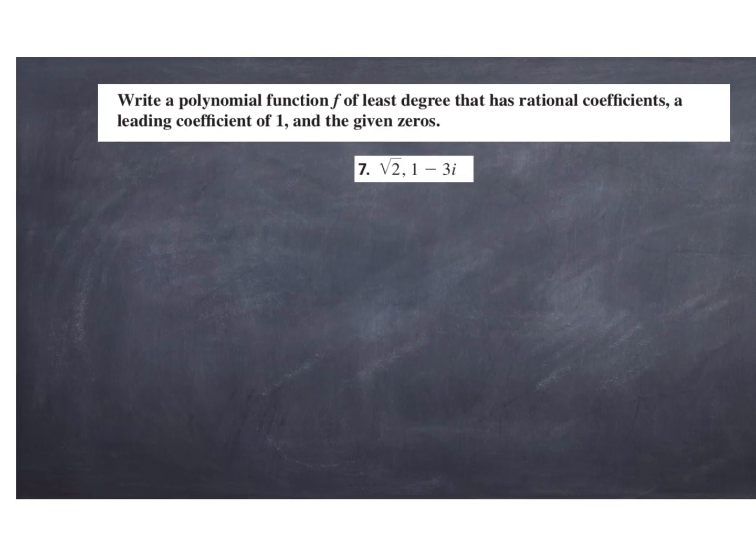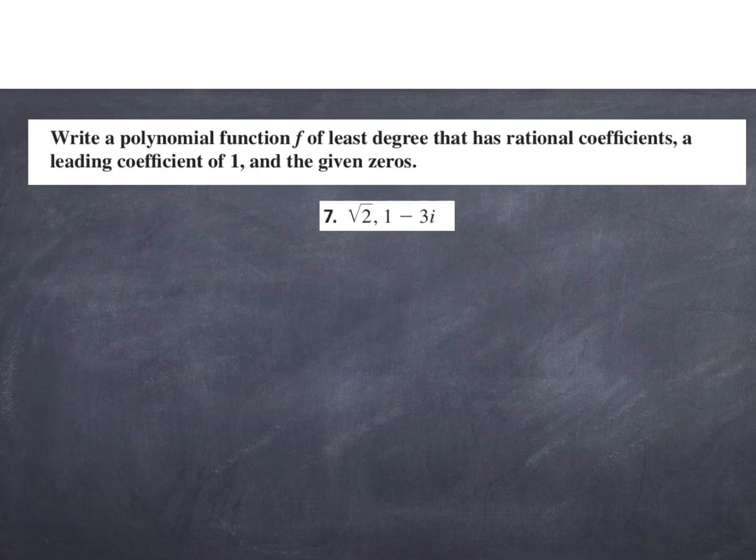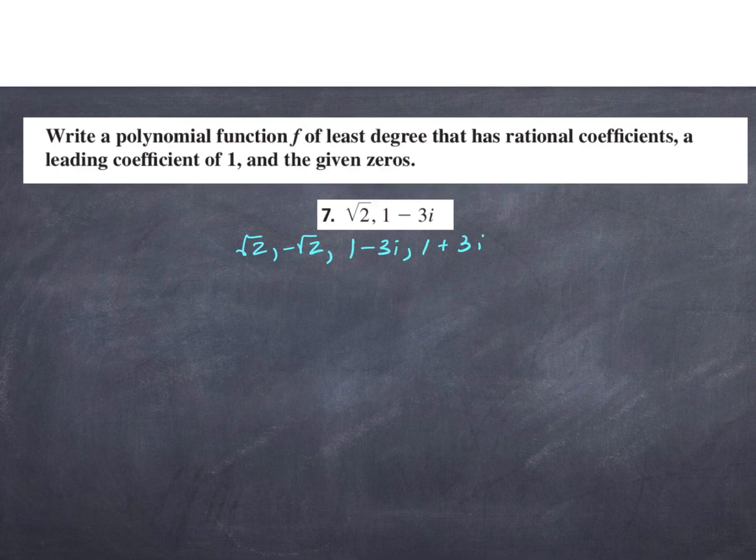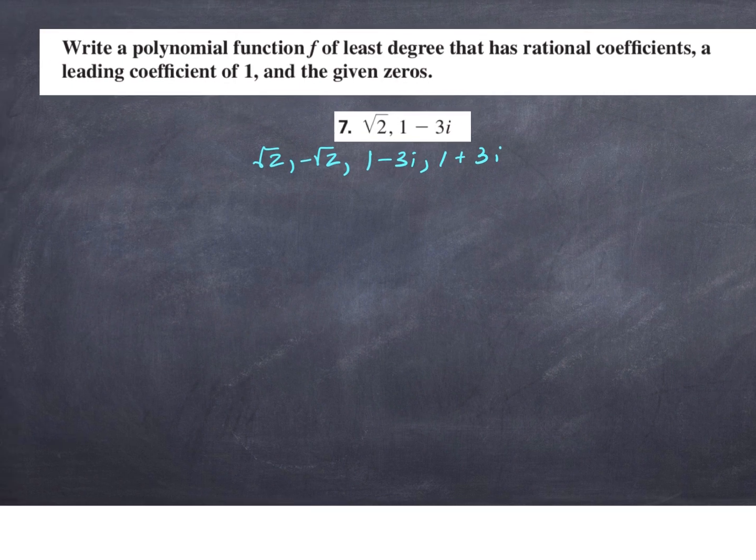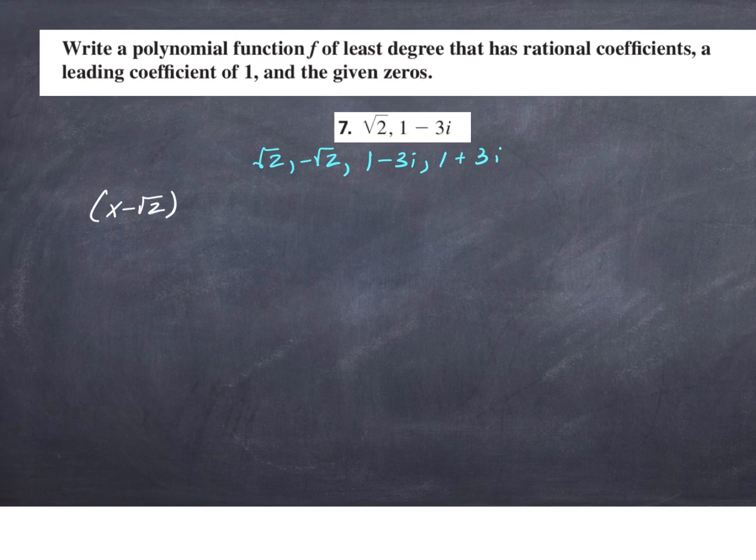All right, last one. So this one, we have two sets of pairs here, right? Because it's a root. So if it's a root or an i, you've got to get the other one that goes with it. So it's going to be root 2 and minus root 2, 1 minus 3i, and 1 plus 3i. All right, so we've got x minus root 2, x plus root 2. So I would almost do this as two separate problems because you're going to want to do the two pairs together. It makes it much, much easier. And then we've got x minus 1 minus 3i, and then x minus 1 plus 3i, like that.